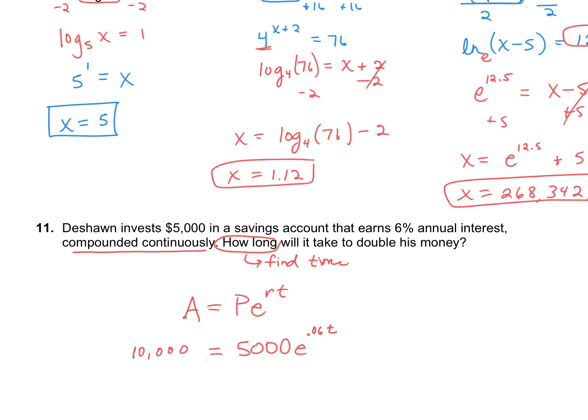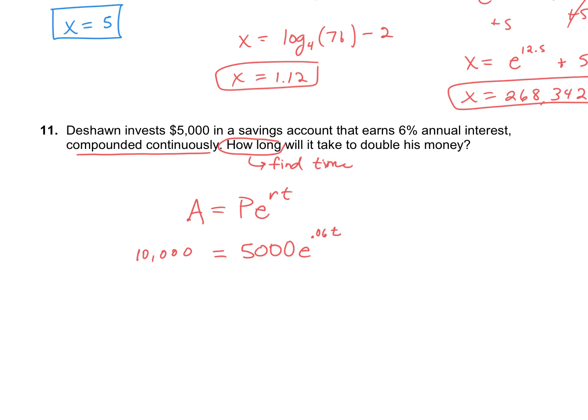I am going to erase those underlines. Okay, so we want to solve for time. Our time is up here in an exponent. So to get that alone, we are going to end up at some point switching forms. But before we do that, we do want to get this e to the 0.06t alone. So we're going to divide both sides by 5,000 to start. All right, 10,000 divided by 5,000 is 2. So we have 2 equals e to the 0.06t.